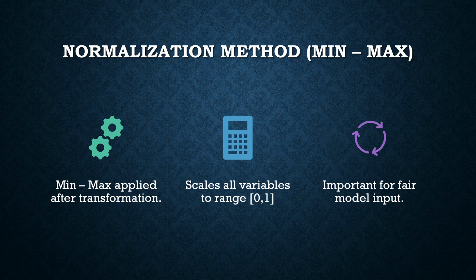And on the next slide, normalization. After transformation, I used min-max normalization to scale each variable between 0 and 1. This helps the aggregation functions compare inputs fairly and consistently.